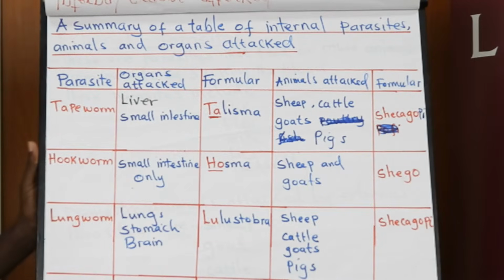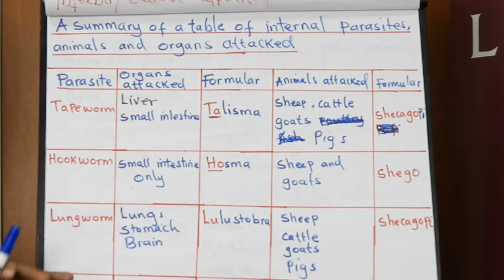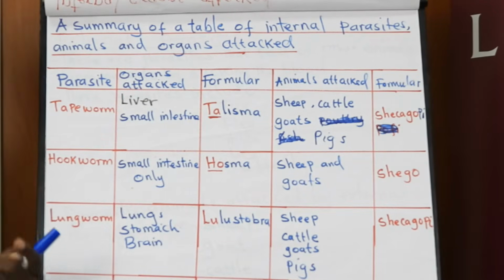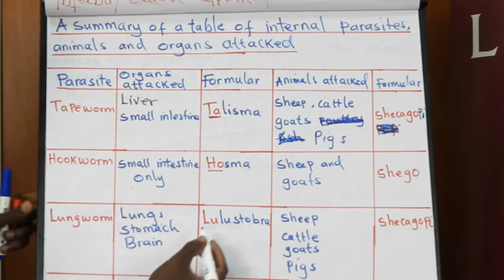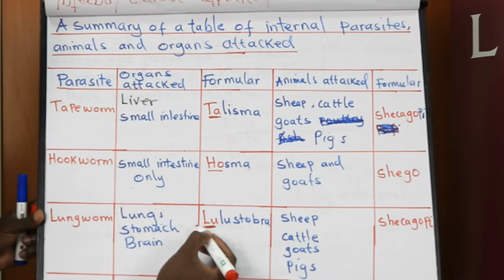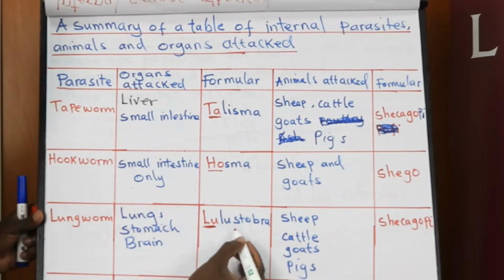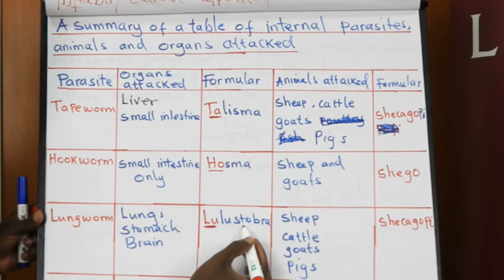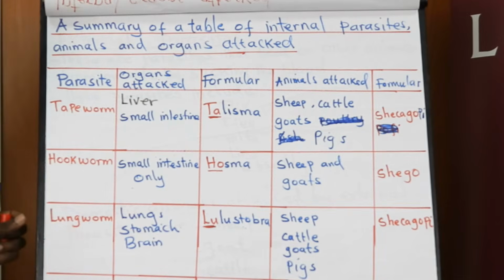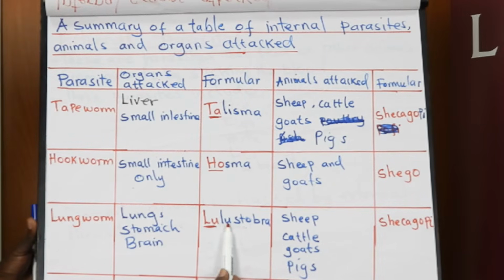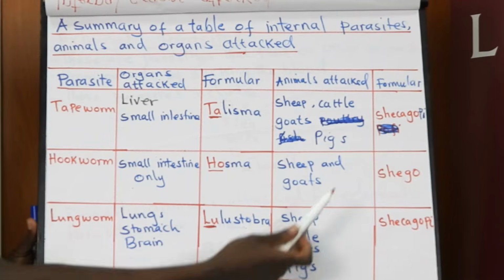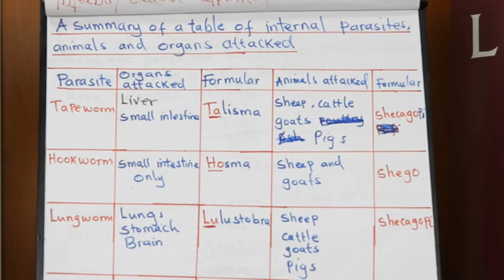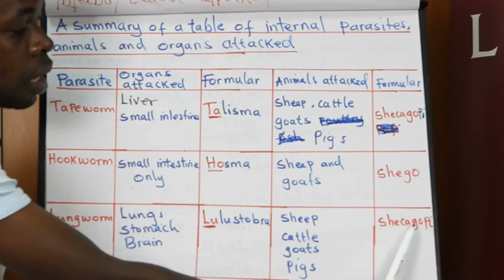The third internal parasite is the lungworm. The lungworms attack the lungs, brain, and stomach. As usual, we have the formula. LU stands for the lungworm. The second LU in blue marker pen stands for the lungs. STO stands for stomach, and BRAE stands for the brain. So lungworms attack the lungs, stomach, and brain. The animals attacked are sheep, cattle, goat, and pigs. The formula is Shika-Go-Pi.